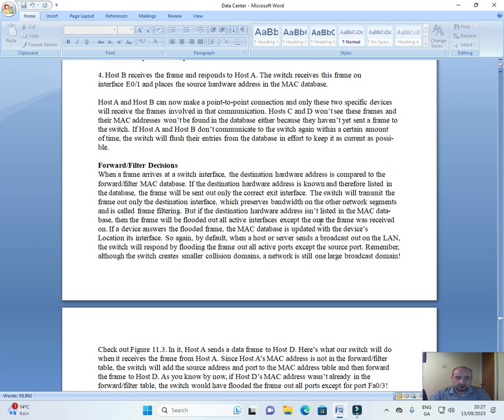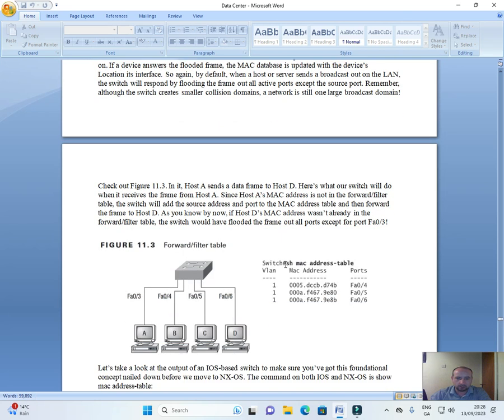But if the destination hardware address isn't listed in the MAC database, then the frame will be flooded out all active interfaces except the one that the frame was received on. If a device answers the flooded frame, the MAC database is updated with the device's location, its interface. So again, by default, when a host or server sends a broadcast out on the LAN, the switch will respond by flooding the frame out all active ports except the source port. Remember, although the switch creates smaller collision domains, a network is still one large broadcast domain.